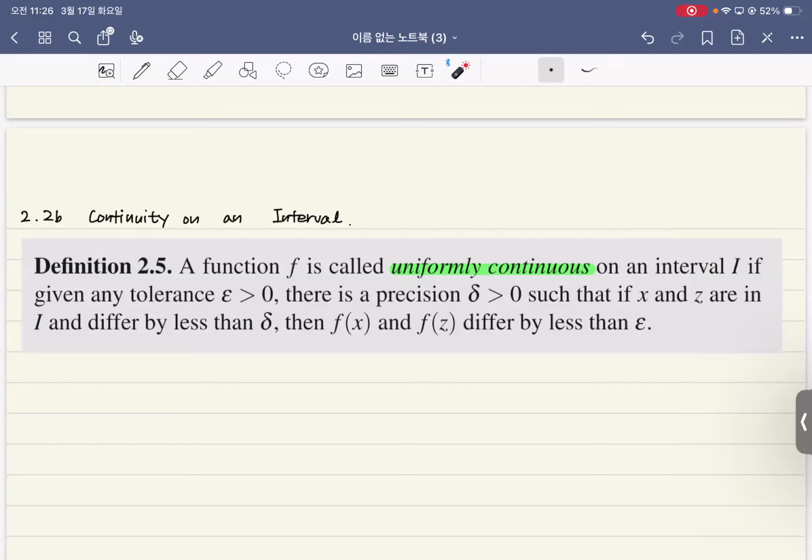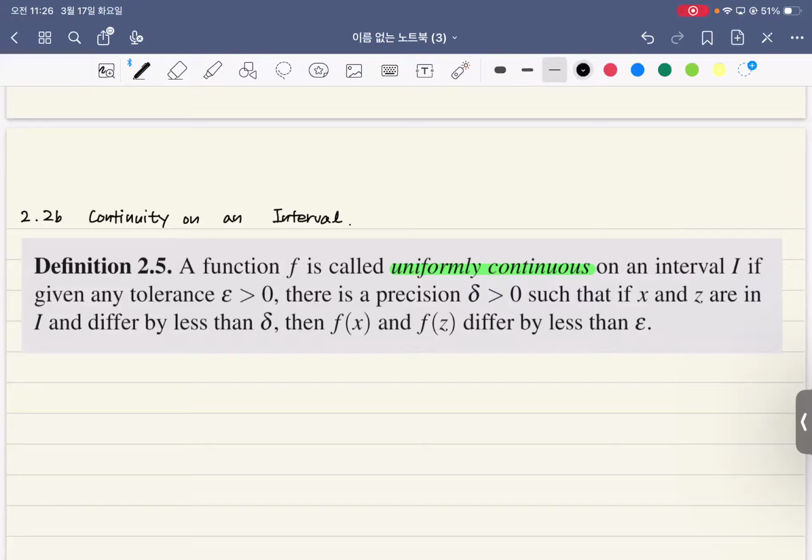Then the difference between these two function values, f of x and f of z, differ by less than epsilon. If you can find such a delta for every possible real number epsilon, then we say the function is uniformly continuous. It looks very much like continuity at a single point. What is the difference?